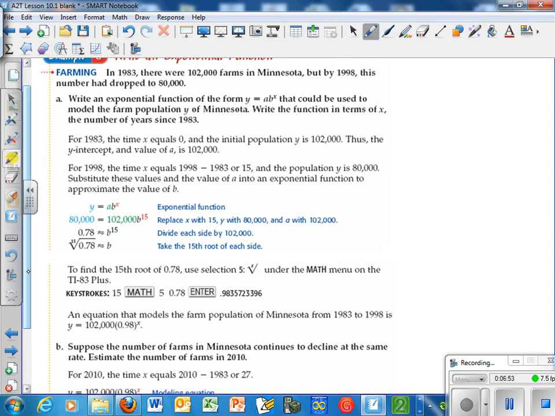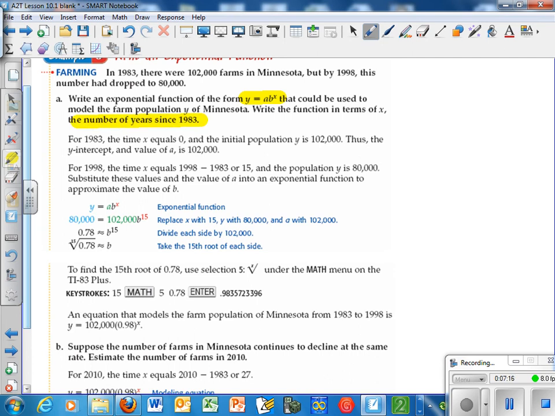But in 1983 there were 102,000 farms in Minnesota, but by 1998 this number had dropped to 80,000. Write an exponential function in this form that could be used to model the farm population y of Minnesota. Write it in terms of x, which is the number of years since 1983. So that's what x stands for.